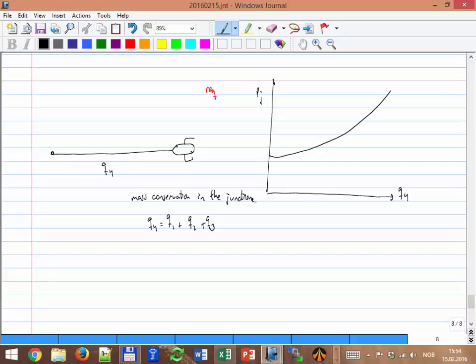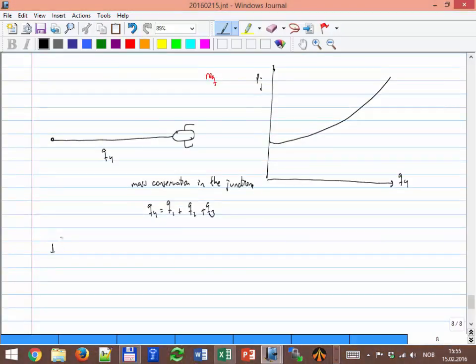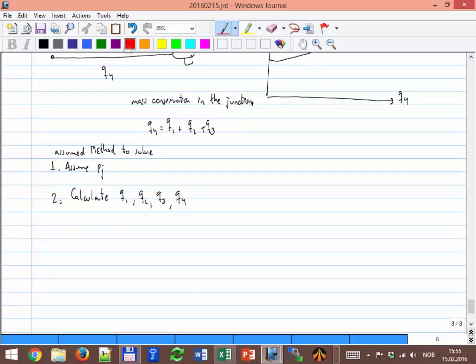So one way that I propose to solve it, let's see if it makes sense. Assumed method to solve. First I'm going to assume P at the junction. There is one unique P, so I'm going to assume it. And then I'm going to calculate Q1, Q2, Q3, and Q4. And I'm going to do that with each one of the curves. This one with the available, this one with the available, this one with the available, and this one with the required.